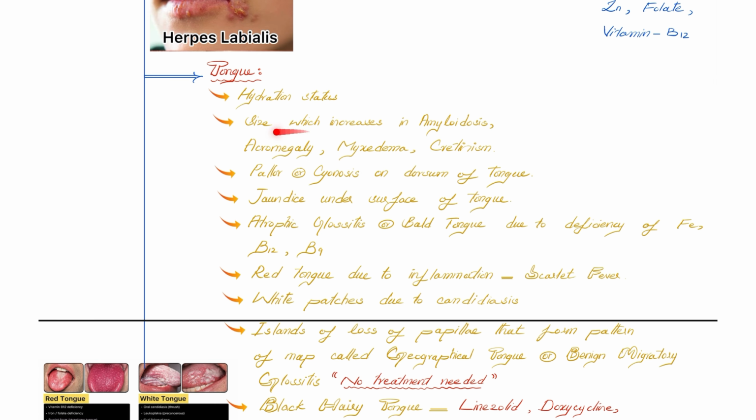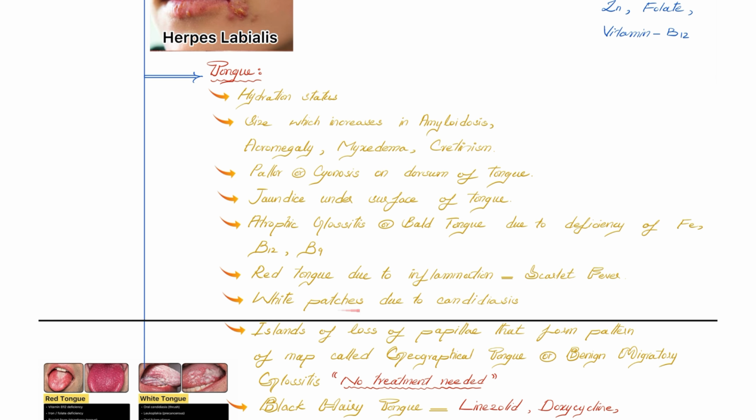And size of the tongue can narrow your diagnosis, like size of the tongue increases in amyloidosis, acromegaly, myxedema, and cretinism. And look at the dorsum of the tongue for pallor and cyanosis. Look for the jaundice under the surface of the tongue, and look at the dorsum of the tongue for atrophic glossitis, which is also called bald tongue, where the papillae disappear and occurs because of deficiency of iron or vitamin B12 and B9. Red tongue can occur because of inflammation or infection like scarlet fever.